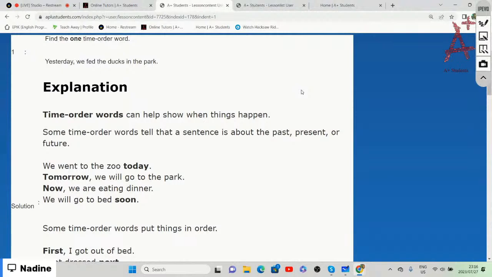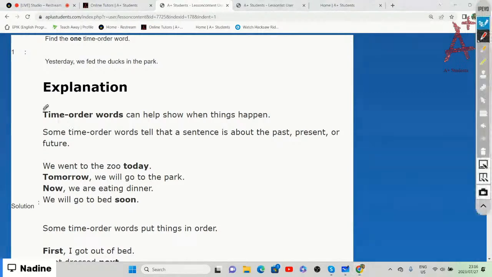All right, so if we were to choose the time order word within that sentence, yesterday we fed the ducks in the park, then we can choose the time order word being yesterday. So yesterday is our time order word, and it tells us that the sentence is either about the past, the present, or the future. And yesterday means that it tells us about the past, right? Because yesterday happened already. We are past yesterday.